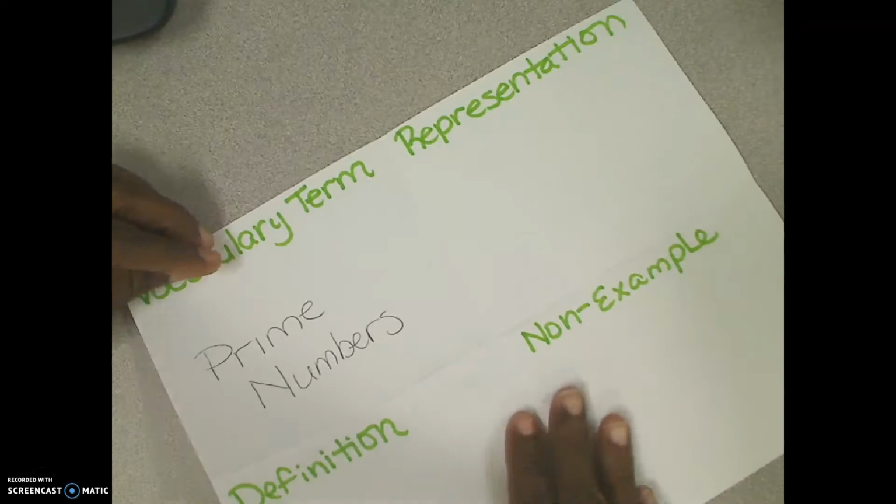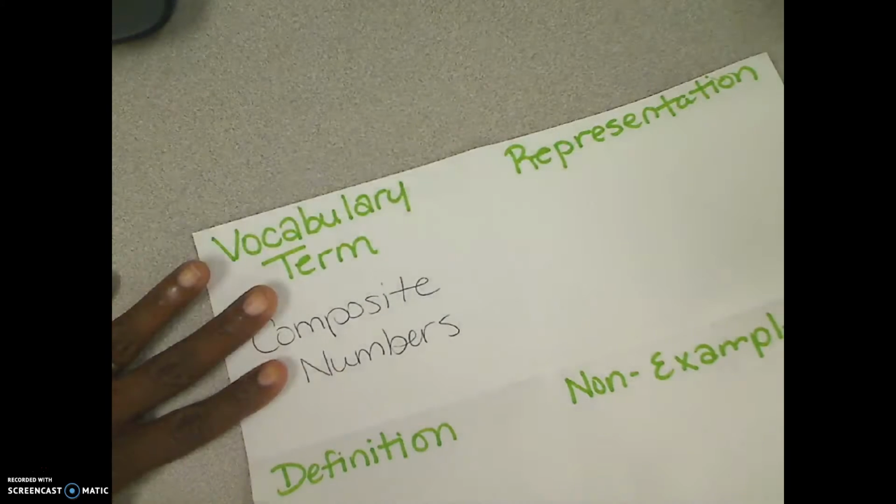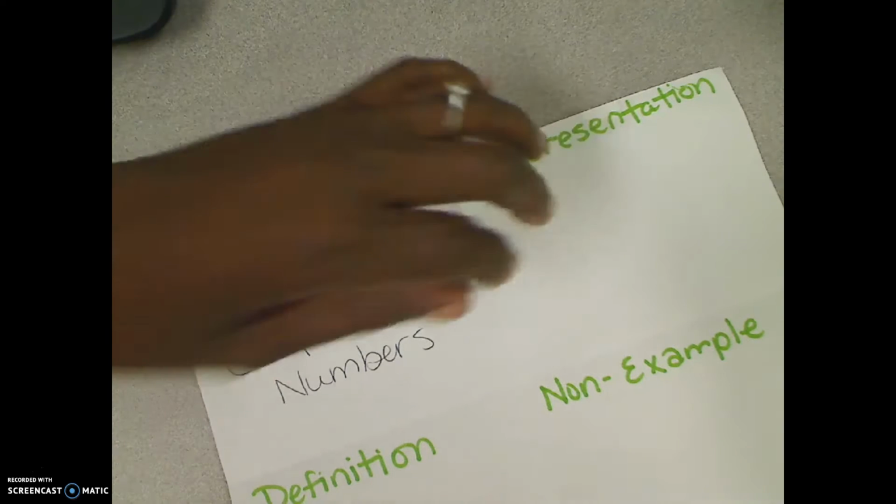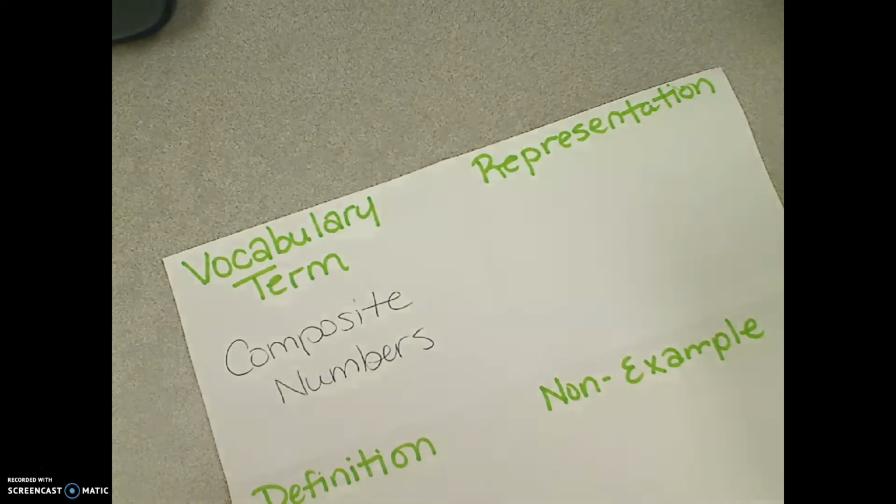So you can do one for each one. One for prime numbers. Then on the back, you do one for composite numbers. Use colored pencils, use crayons, use markers, make it beautiful, and use plenty of color.